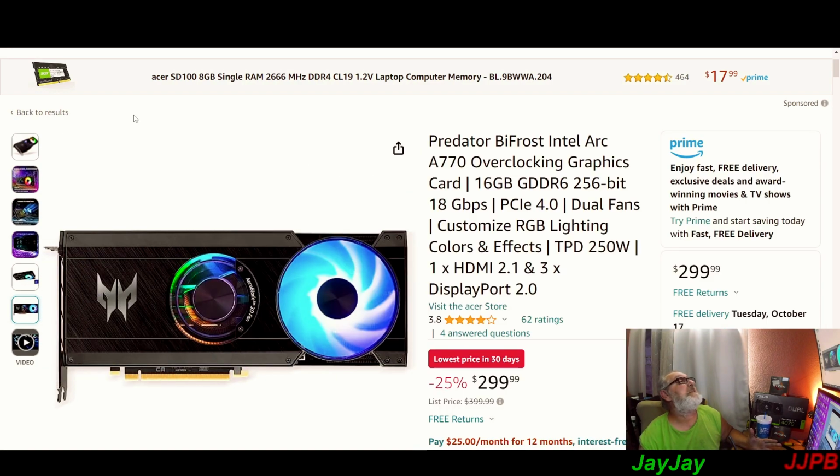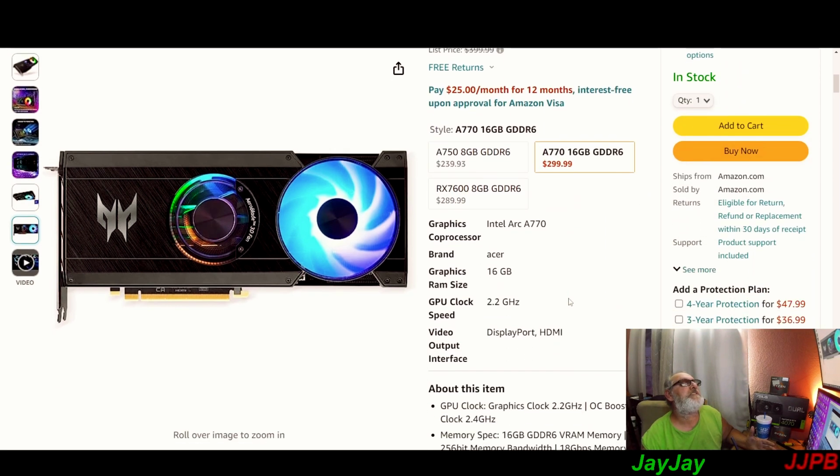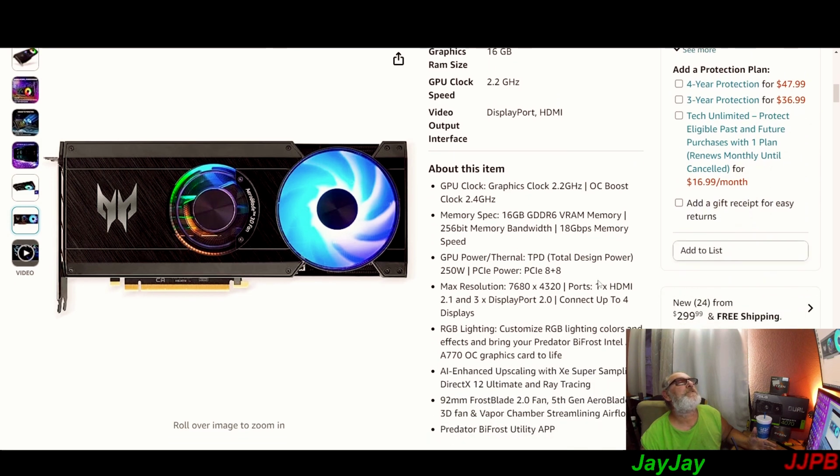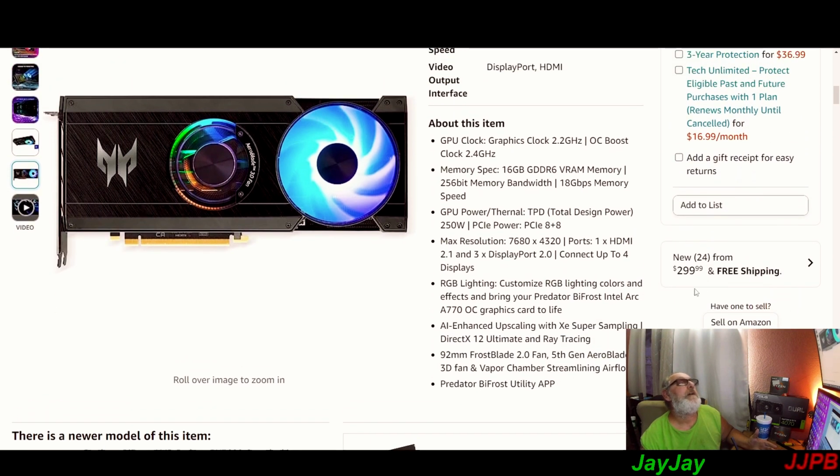You know what's got my attention so much on this card? And I'm going to tell you what's got my attention. Look right here, the TDP, 250 watts, HDMI 2.1, and 3 DisplayPorts at 2.0. Come on. Obviously, looks like Intel's got something cooking on their plate.